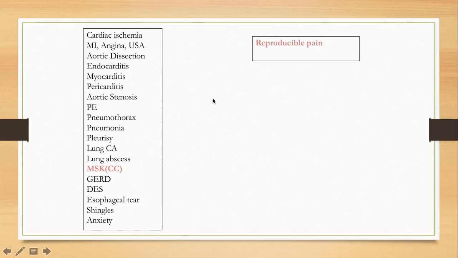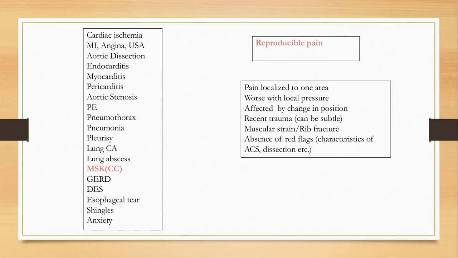Then we have musculoskeletal chest pain. This is the most common cause of chest pain in the general population, but if you add risk factors, then it is not as common as some of the other things. So the key feature would be reproducibility of pain. Of course that should be a good question to ask the patient. And this pain again will be localized to one side.